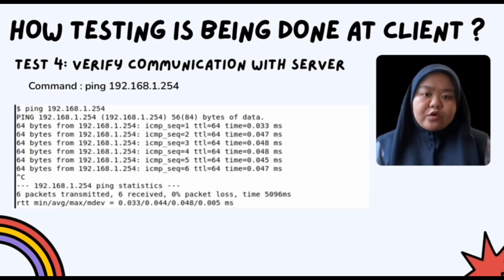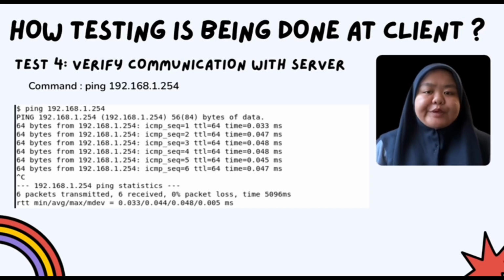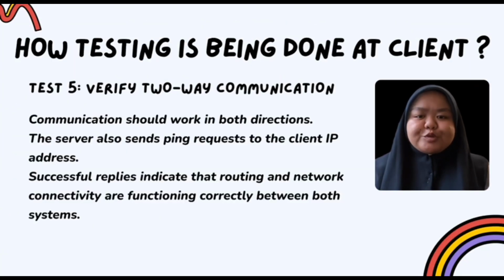Now, test 4. Verify communication with the server. I use the command ping 192.168.1.254. This ping test checks whether the client can communicate with the DHCP server. If replies are received successfully, it's proof that both devices are connected on the same network and can exchange data packets.